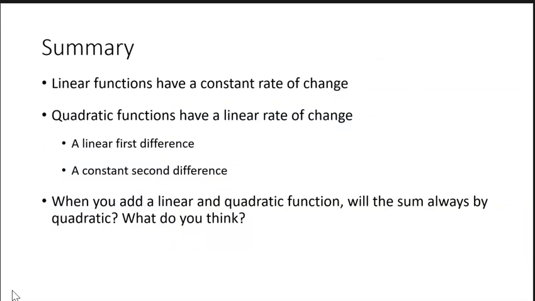So to summarize, in this lesson, we have been reminded that linear functions have a constant rate of change, and quadratic functions have a linear rate of change. Or in other words, quadratics have a linear first difference and a constant second difference. When we added a linear and quadratic function together, we built another quadratic function. So the question that remains is, will this always happen? When you add a linear and quadratic function, will the sum always be quadratic?